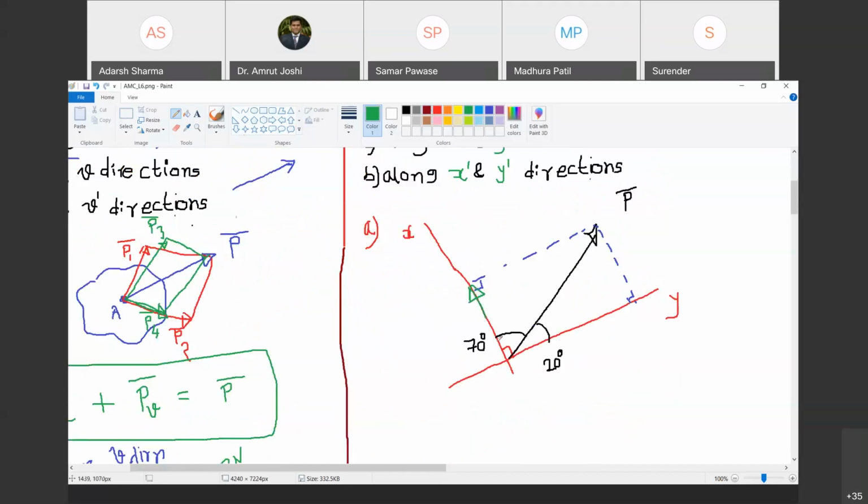Yes, sir. And I am going to call it Px bar, whose magnitude is Px. Px bar is the vector directed along x direction, and it is the resolution, or a component, of P bar along x direction. Do you agree with me? Yes, sir. And which is the component along y direction?